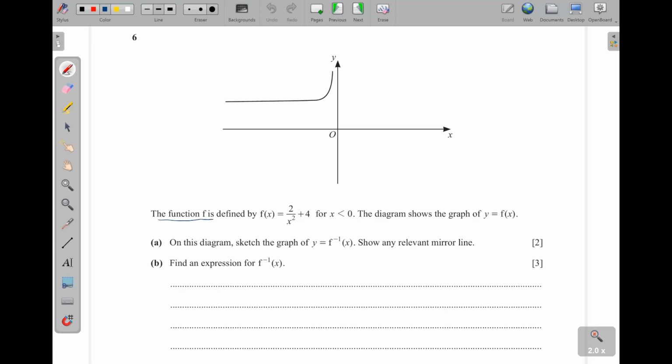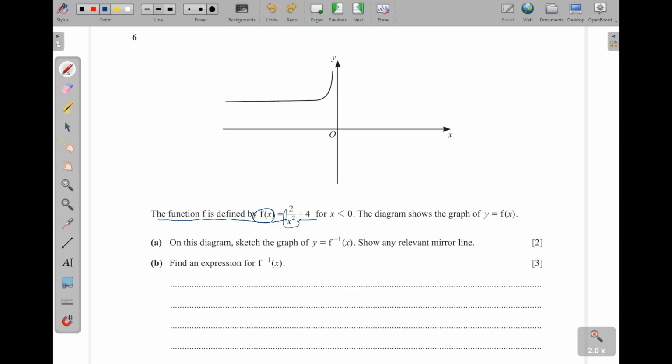Question 6. The function f is defined by f of x equals 2 over x squared plus 4, for x less than 0, negative x values. The diagram shows the graph of y equals f of x. Part A: on this diagram, sketch the graph of y equals f inverse. Show any relevant mirror line.